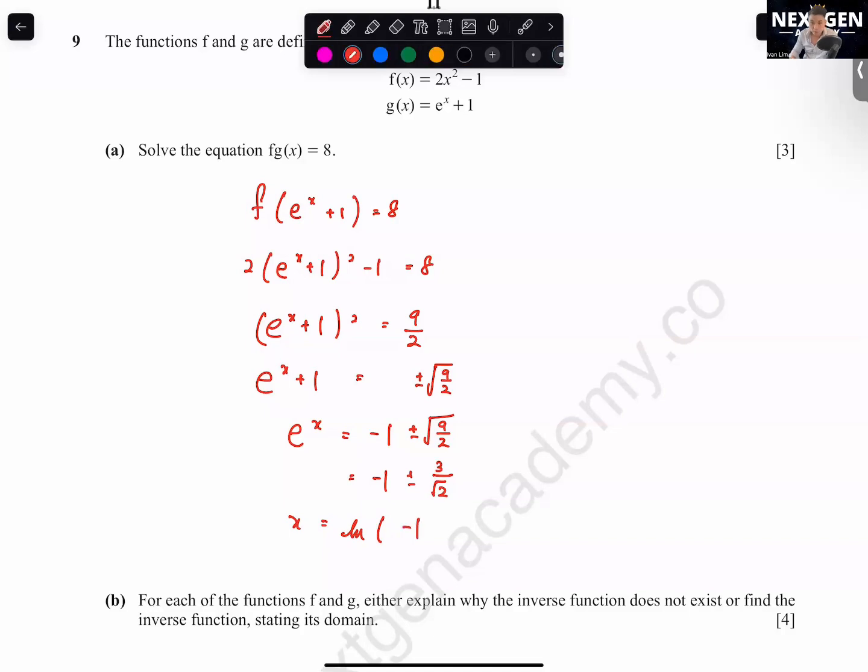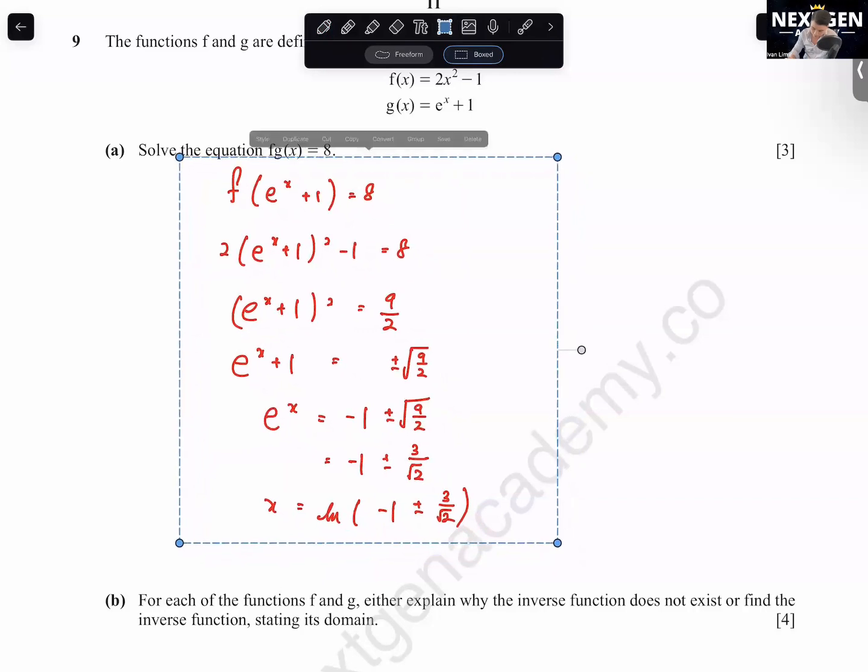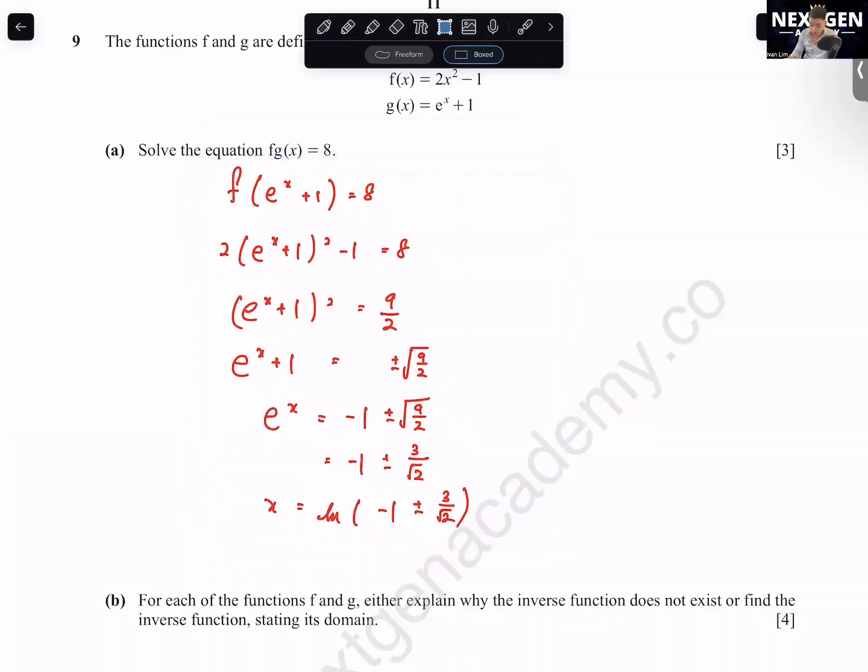Which one do we accept? Do I write both plus and minus for my final answer? We have to reject the negative one, because you'll get a math error. So your final answer will just be the positive one. Ln of negative 1 plus 3 over 2, which equals 0.115.